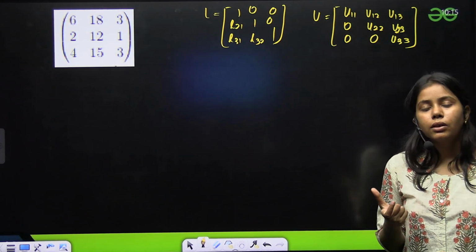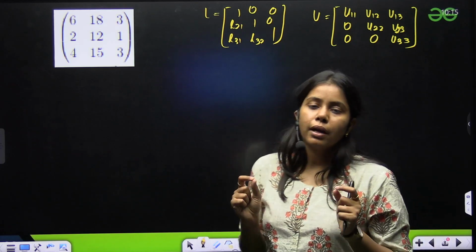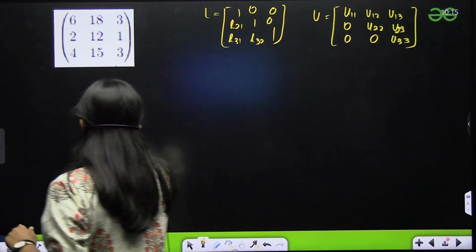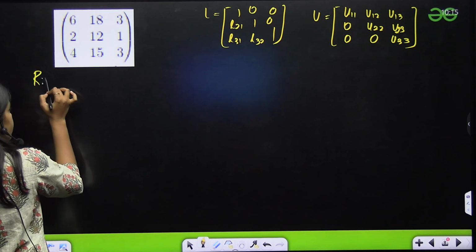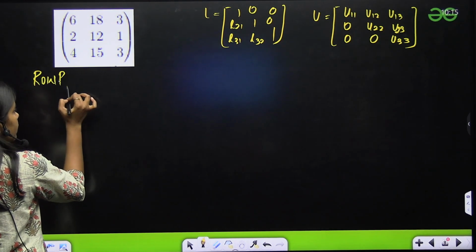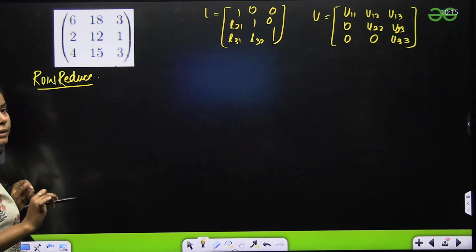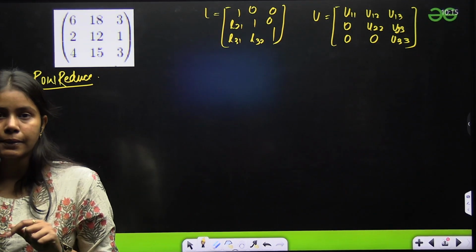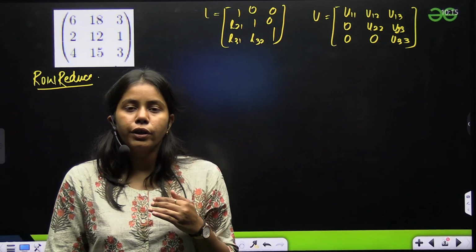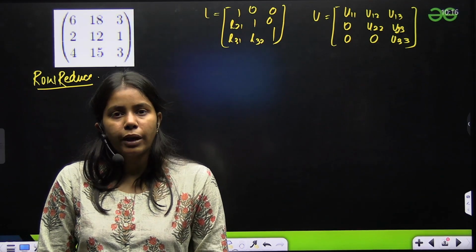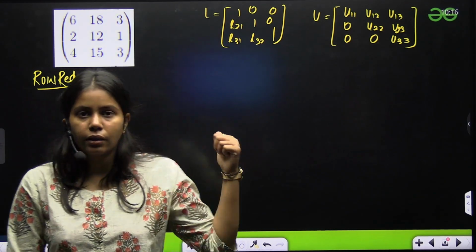So for a 3 cross 3 matrix, I am going to use another method, which I'll call row reduction. What would I do? If I row reduce this matrix, we know that I'll get an upper triangular matrix. Obviously, when you row reduce, you make all the elements below the diagonal, or below the pivot entry, 0. So the same thing I am going to do here.